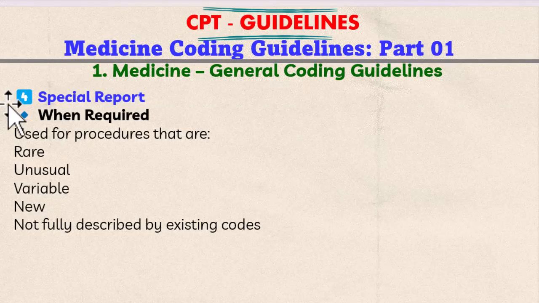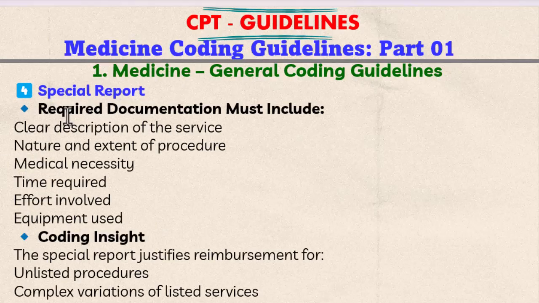Number 4, special report. A special report is required for procedures that are rare, unusual, variable, new, or not fully described by existing codes. The special report must include a clear description of the service, nature and extent of the procedure, medical necessity, time required, effort involved, and equipment used. So the coding insight: the special report justifies reimbursement for unlisted procedures and complex variations of the listed services.